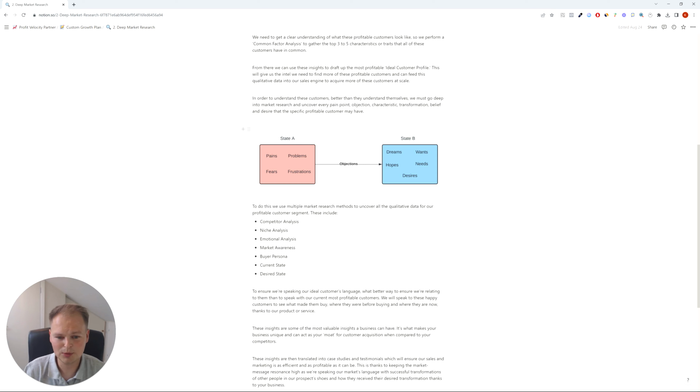To do this, we use multiple market research methods to uncover all of the qualitative data for our profitable customer segment. These include competitor analysis, niche analysis, emotional analysis, market awareness, buyer persona, current state, and desired state.